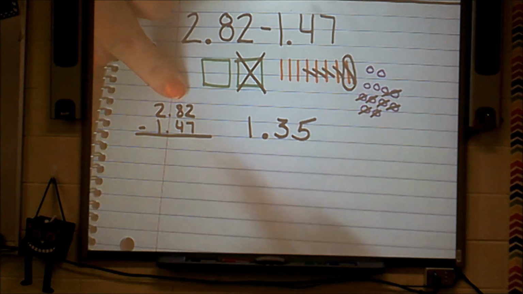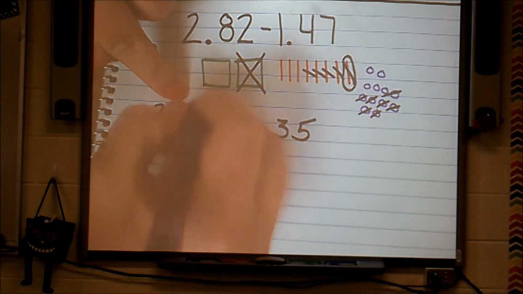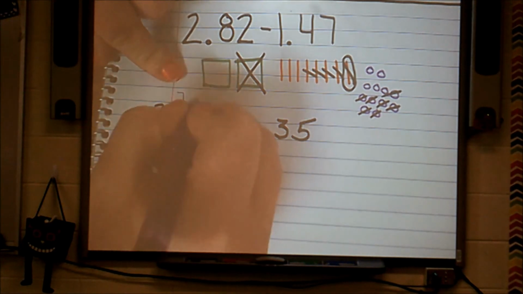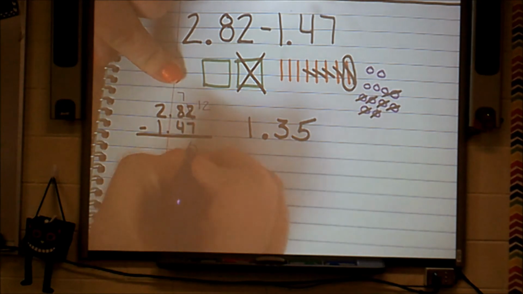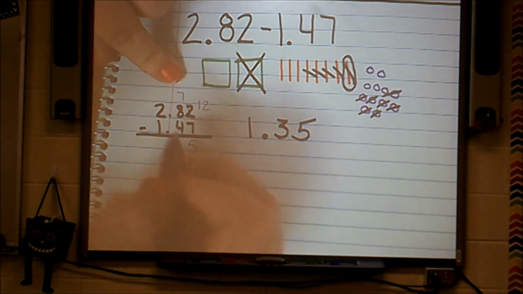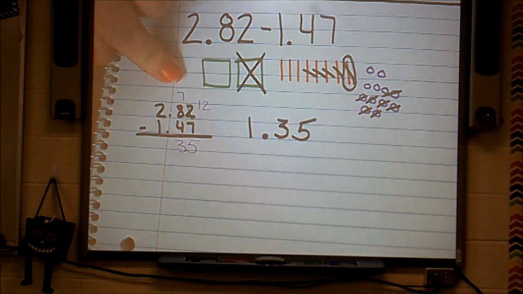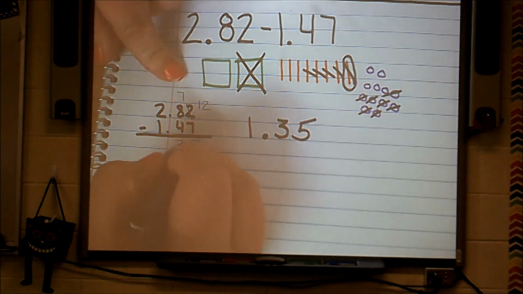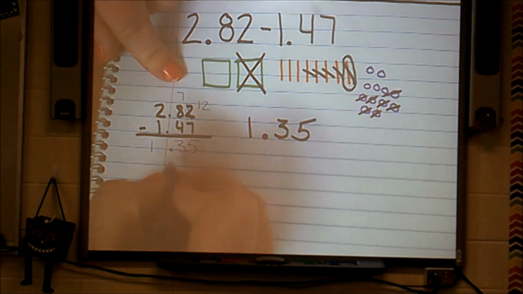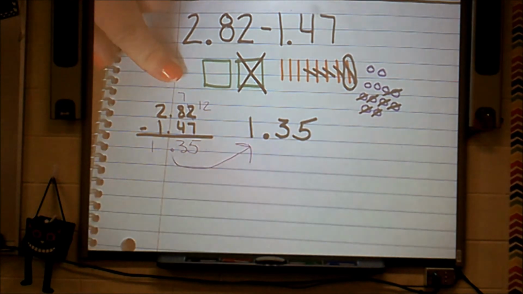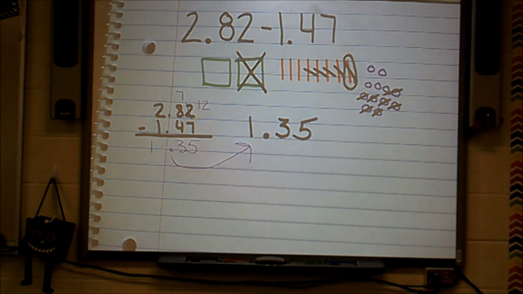Two, take away 7, I can't do. So I go to my neighbor, make it a 7, make my 2 into a 12. 12 minus 7 is 5. 7 minus 4 is 3. Decimal minus decimal is decimal. 2 minus 1 is 1. Jumpin' Jehoshaphat, it's the same!